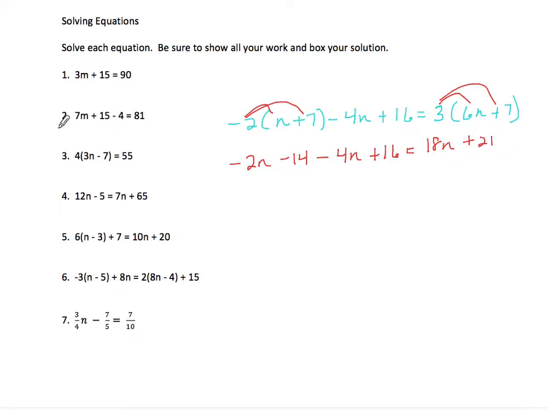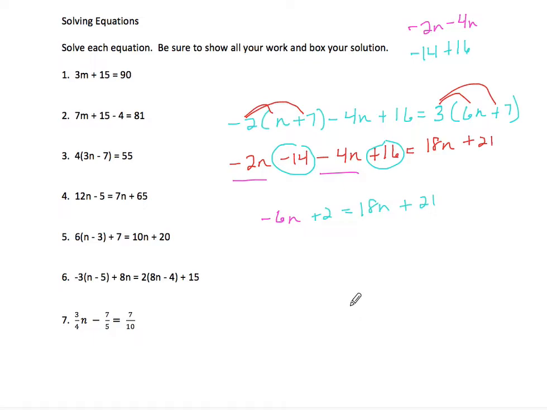Now on each side I want to simplify by collecting like terms. Here I have this negative 2n, and here I have a negative 4n. In other words, that's negative 2n minus 4n. Negative 2 minus 4 is negative 6, so that gives me negative 6n. And then here I have negative 14 plus 16, that equals a positive 2. So I'm going to write plus 2 equals 18n plus 21.